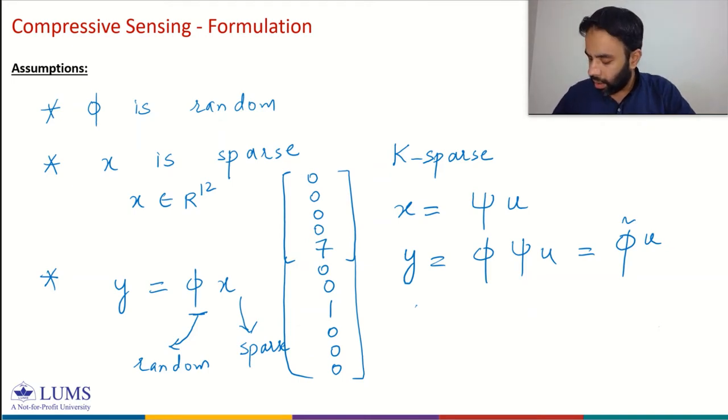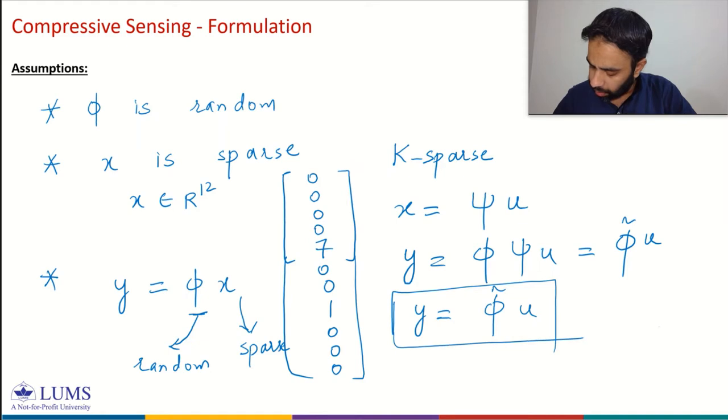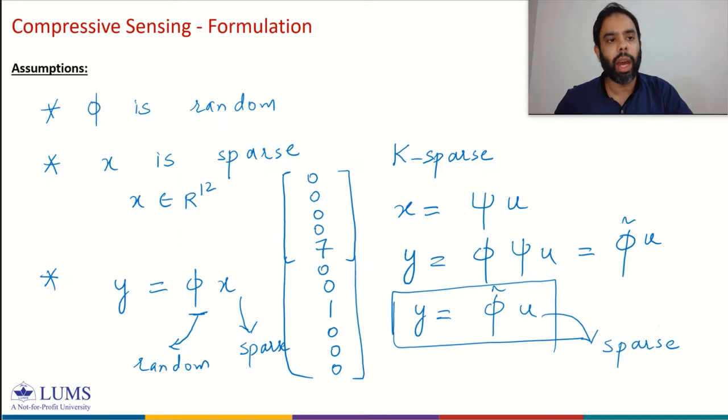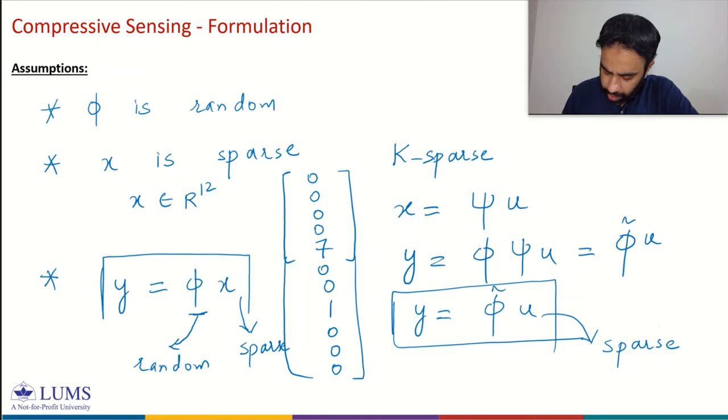So if you see, we always have a problem of this form, right? And we require the signal to be sparse. Here, given y, we want to reconstruct u, and once we have u, we know the relationship between u and x, so we can reconstruct x from u. Consider the original problem we have, that y is equal to phi x, where phi is random and x is sparse. So the question here is, given y, how to reconstruct x?